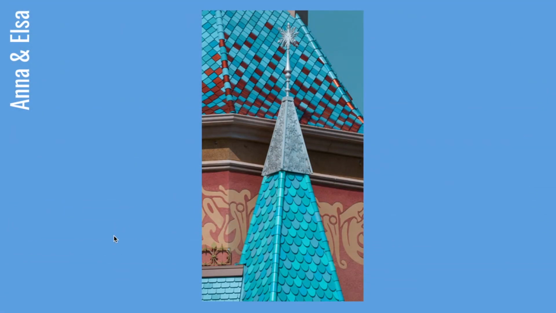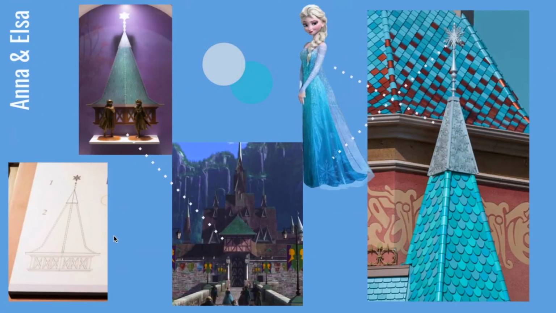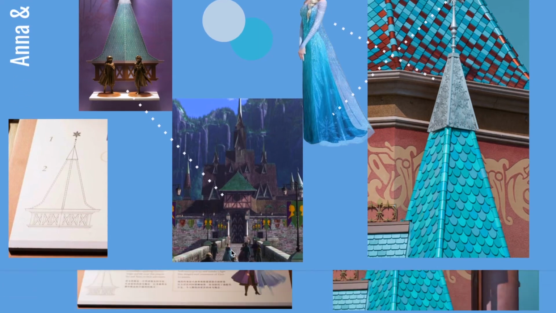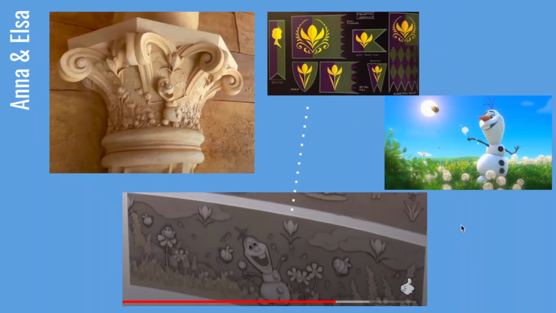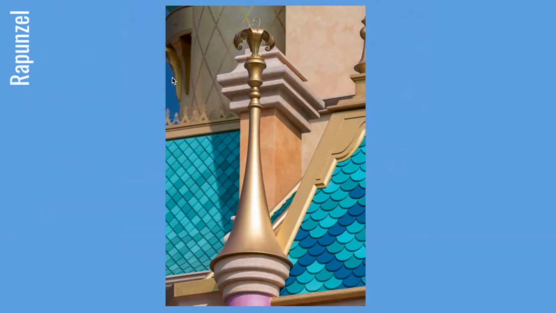Alright, Anna and Elsa, but it's really more Elsa. So of course we see the silver and the blue from Elsa's dress and a snowflake on top, as well as the bottom is this kind of storybook wooden frame that you see in the Arendelle Castle. And then on their actual capital, we see Olaf frolicking with his friends in summer, with the bees and the dandelion fuzz, and then we see the kind of inspired flower from the Arendelle flag in 3D form.